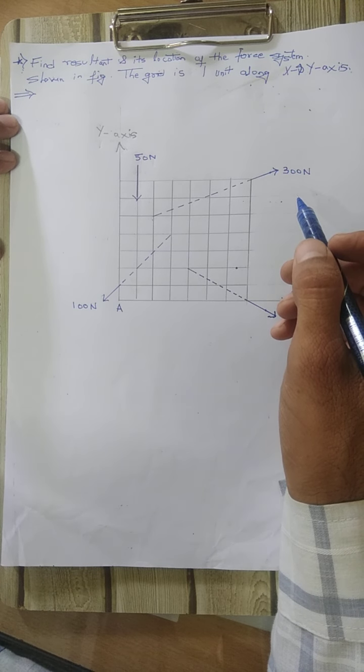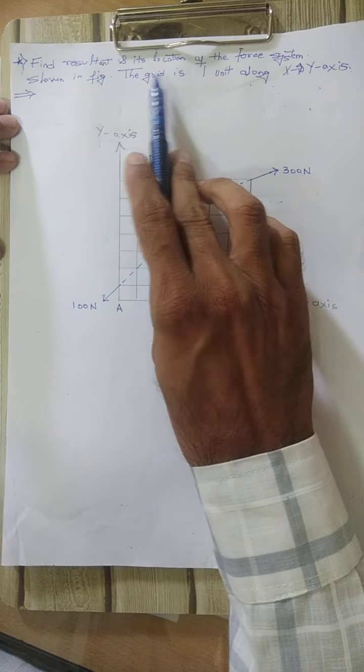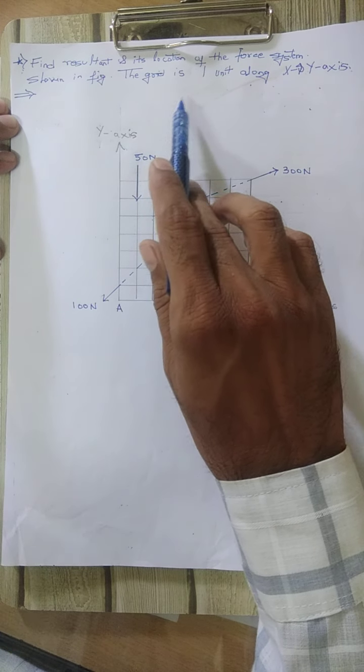So again some more numericals in today's lecture. We will solve some more numericals related with the grid. First of all, I will read the problem. Find resultant and its location of the force system shown in figure. The grid is 1 unit.